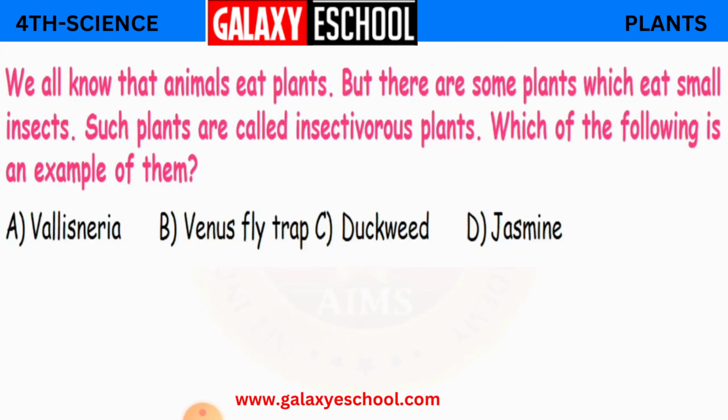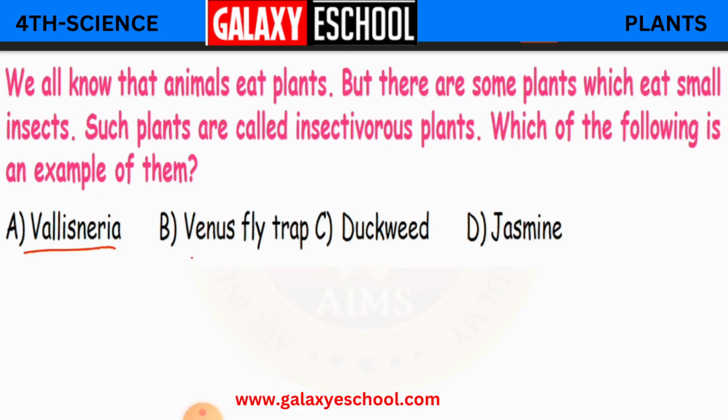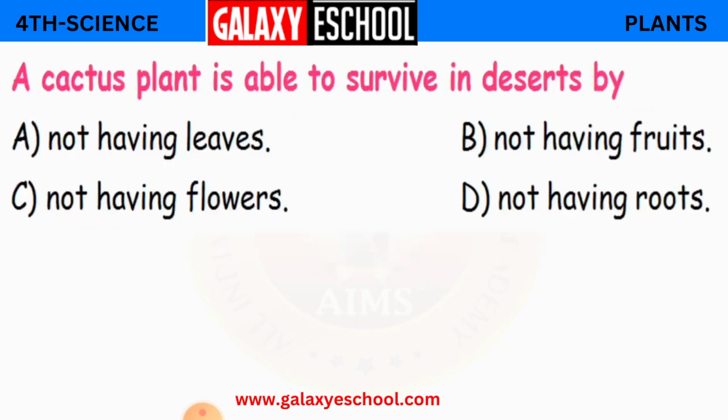We all know that animals eat plants, but there are some plants which eat small insects. Such plants are called insectivorous plants. Which of the following is an example of them? Is it Vallisneria, Venus flytrap, duckweed, or jasmine? We know about the insectivorous plants, no children? Which plants eat small insects? So which is an example of such a plant? And the answer is B option, that is Venus flytrap.